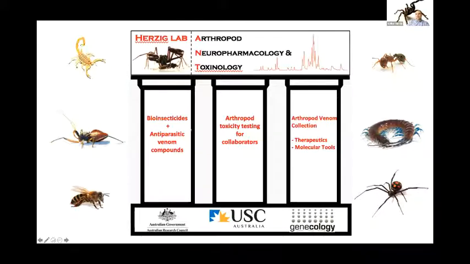One is the main research on the bioinsecticides and the antiparasitics, which is funded by the ARC at the moment. I also do testing for other people that have discovered interesting toxins, but very often they don't know what these toxins do. I offer them testing against insect targets, because a lot of toxins are actually targeted against insects. The last pillar is my arthropod venom collection, which I provide to various collaborators around the world who look into their specific areas of research.